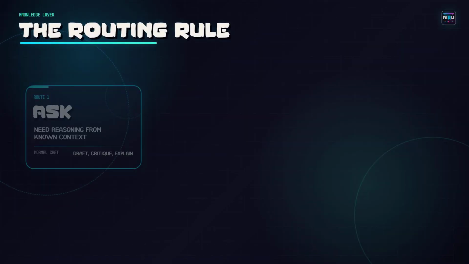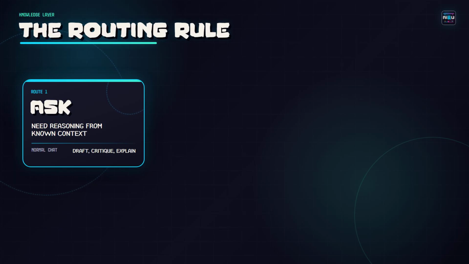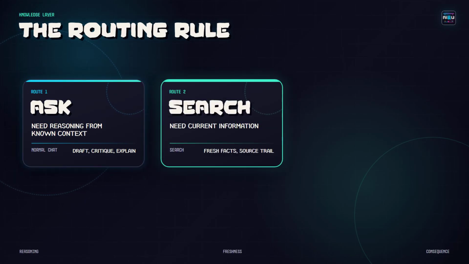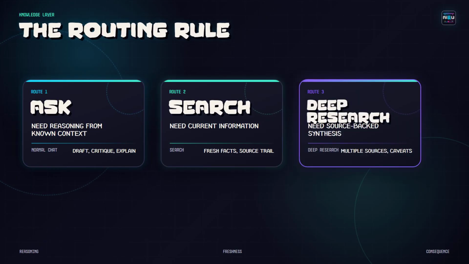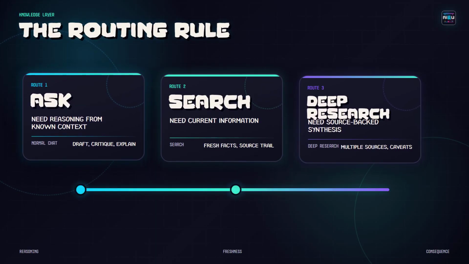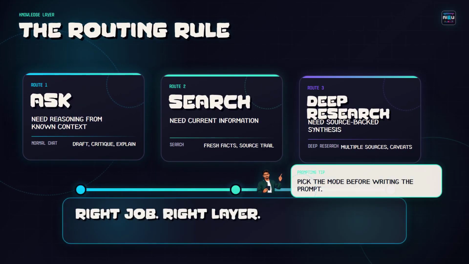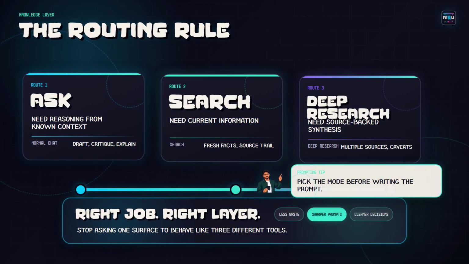Here is the rule. If you need reasoning from what you already know, ask ChatGPT normally. If you need current information, use search. If you need a source-backed synthesis that will influence a decision, use deep research. That one routing rule prevents a lot of wasted time. It also makes your prompts sharper because you are no longer asking one tool to behave like 3 different tools at the same time.